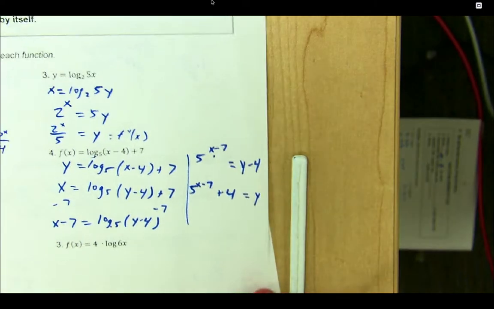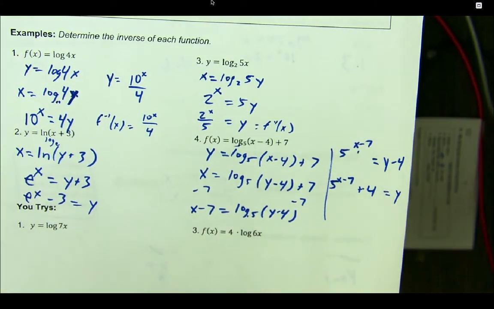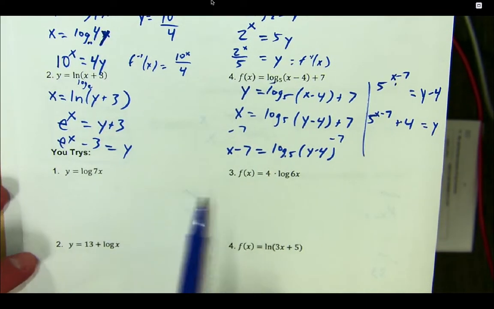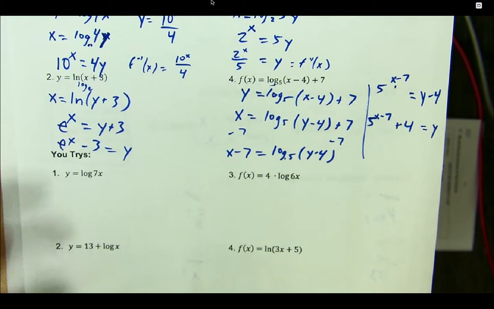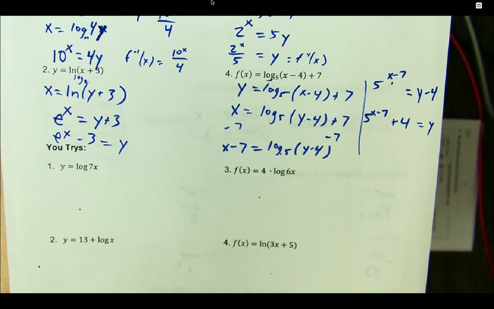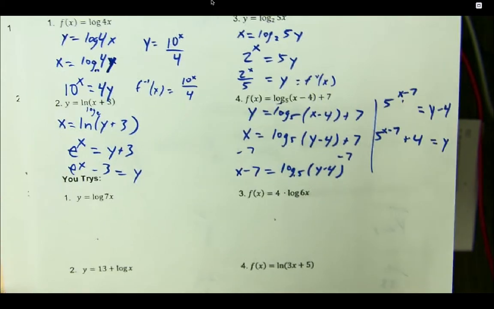So as long as you remember to switch x and y back and forth, and then when you have a log, rewrite it in exponential form, and then do a little bit more algebra, and you should be all set. So you can try these out and then check the note key posted to see if you got them correct. All right. So take some time to do that now. Pause this video because I'm going to keep going.